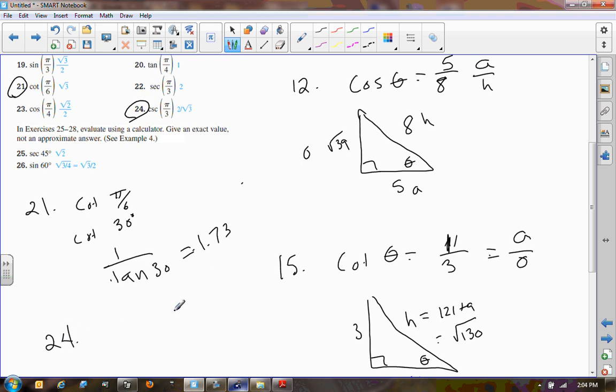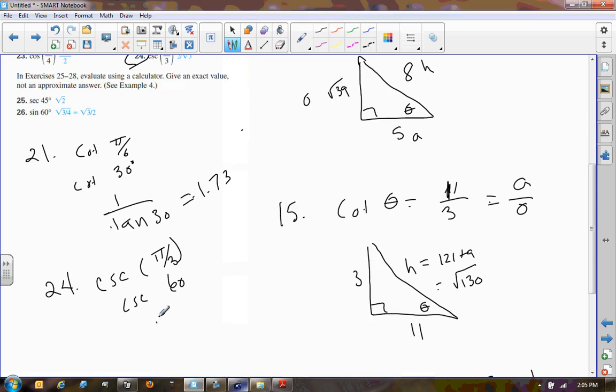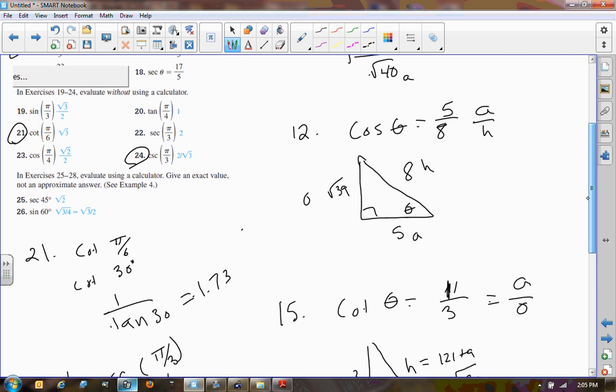Come back to 24. It says cosecant of pi over 3, which we already know pi over 3 to be 60 degrees. Cosecant. I don't have a cosecant key on my calculator. So which one is it? Well, let's see. Tangent and cotangent, secant and cosine, sine and cosecant. So it's got to be the reciprocal, so 1 divided by the sine of 60. 1.15. I'll give you the actual radical version of it. That's okay. This is a special right triangle. We'll come back to those later.